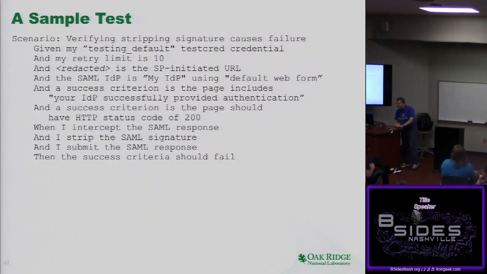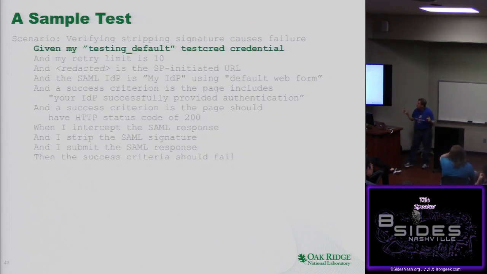So I mentioned here is the sample test, and I want to walk through what this looks like. For example, given my testing default credential, what this let us do is, with a little bit of setup, JT can be running the test under his credential, his username. I can run the same test, and I'm running under my username.